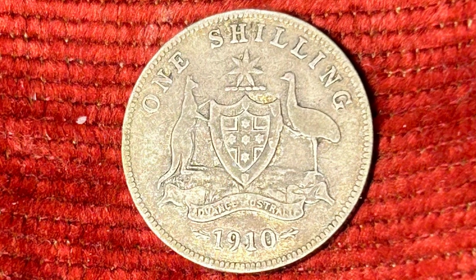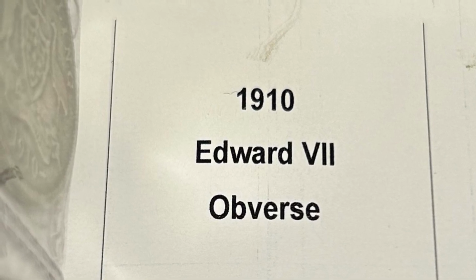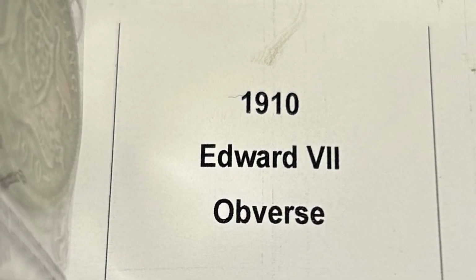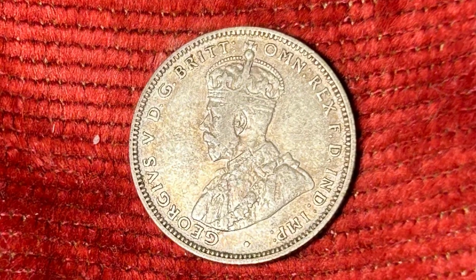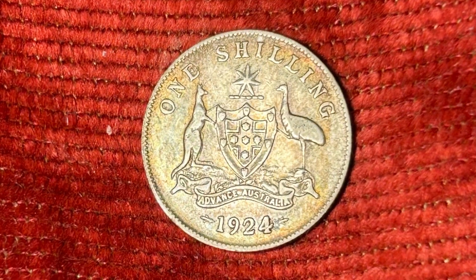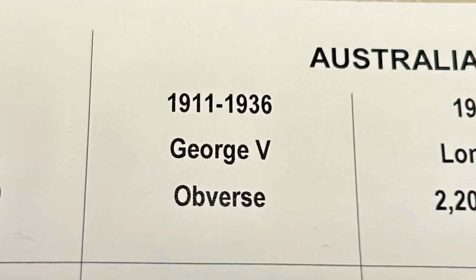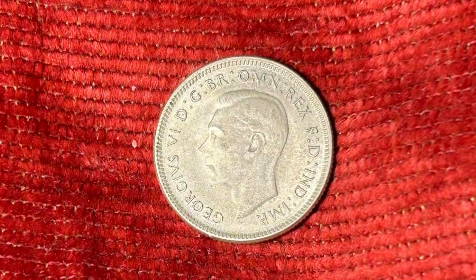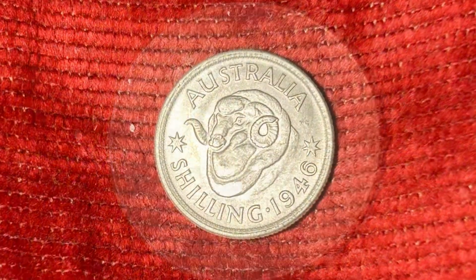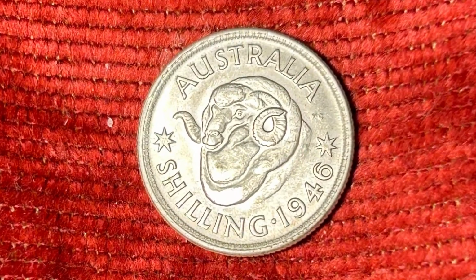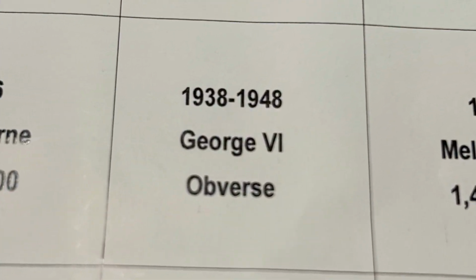It just so happens that Edward VII only appeared on one year, so it must be a 1910 coin. Here we have my best George V shilling. It happens to be from 1924, but could have been selected from any shilling dated from 1911 to 1936. The third coin in this typeset is the George VI shilling, dated 1946, but again, it could have come from any Australian shilling from 1938 to 1948.